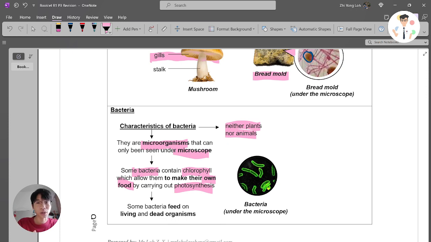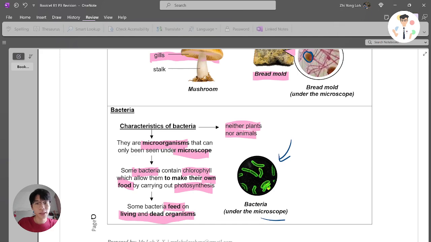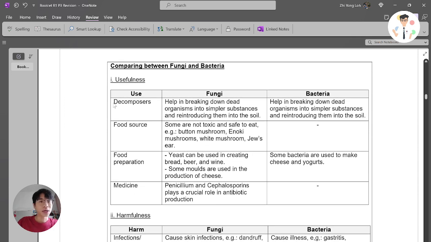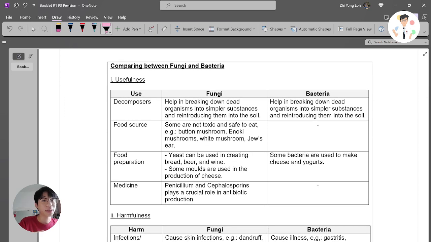And similar to fungi, bacteria feed on living and dead organisms. You can see some of the pictures here, how bacteria look under the microscope. Okay, so now let's compare fungi and bacteria. We can compare them in two aspects: usefulness and harmfulness. Fungi and bacteria are both decomposers. They break down dead organisms into simpler substances and reintroduce them into the soil. It works the same way for bacteria.